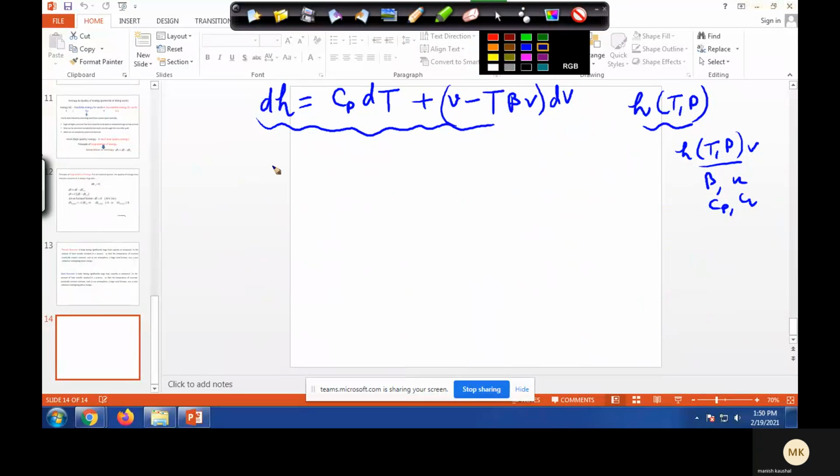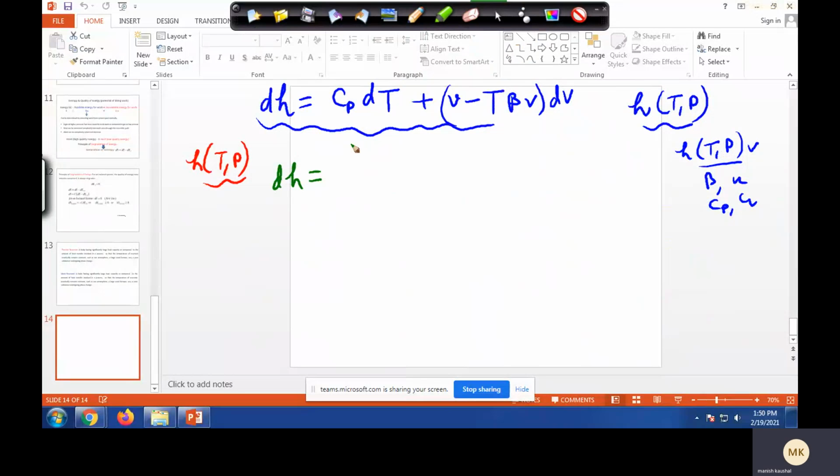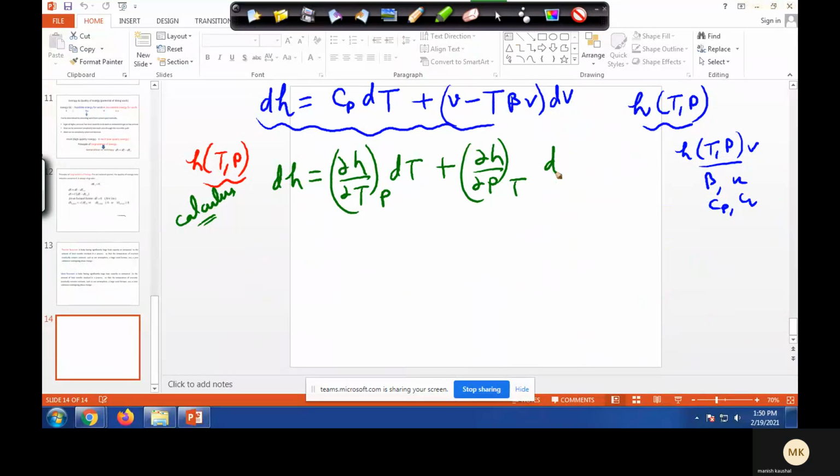Although I am calling it a home assignment, let me give you some hint. You again start with H. You want H as a function of T and P, so you should always write dH using calculus. You can write dH is ∂H/∂T at constant P dT plus ∂H/∂P at constant T dP. Right. Now what should we do?